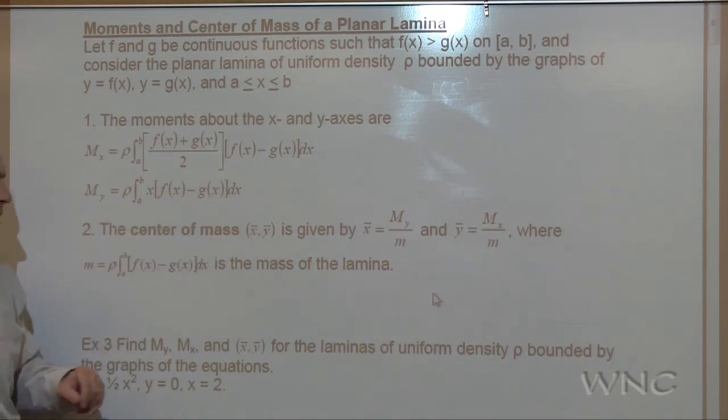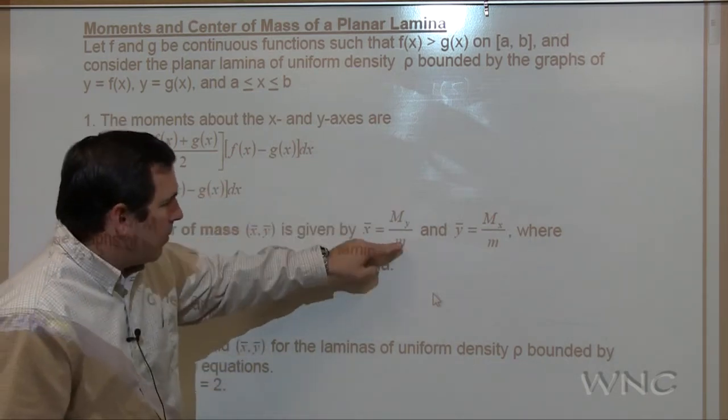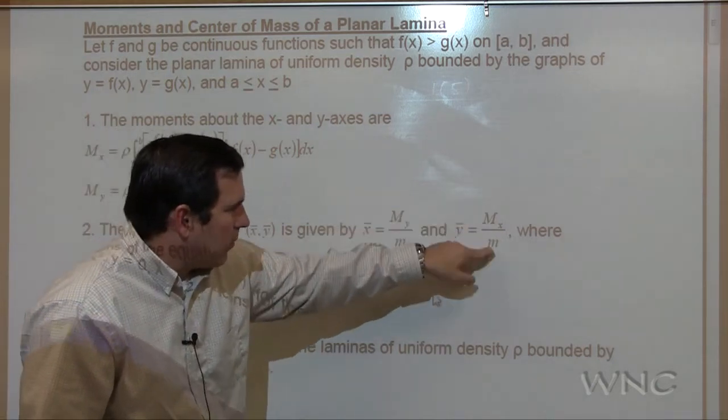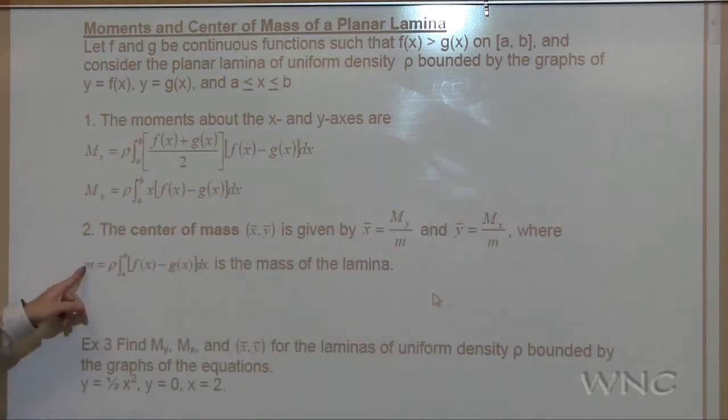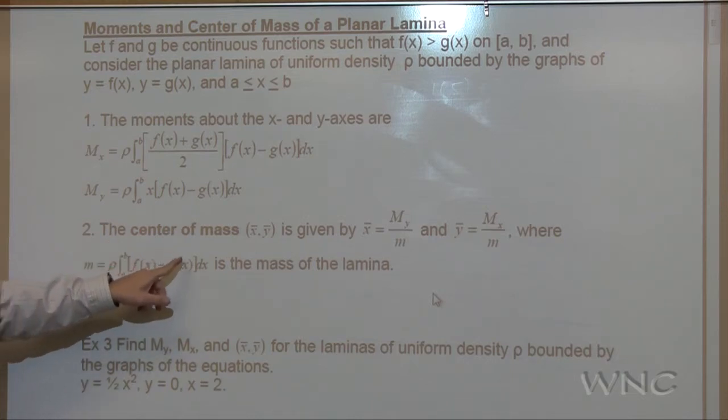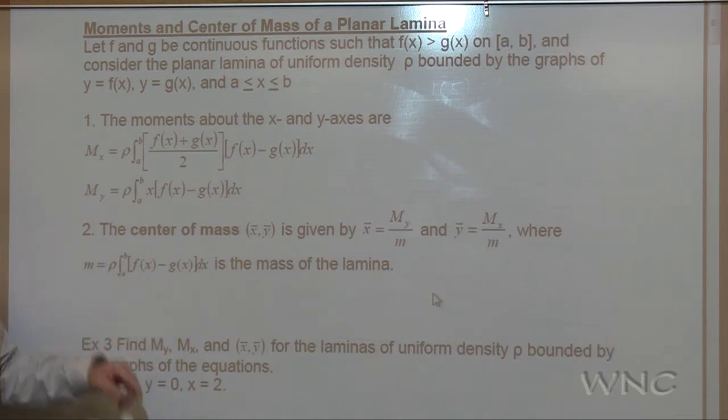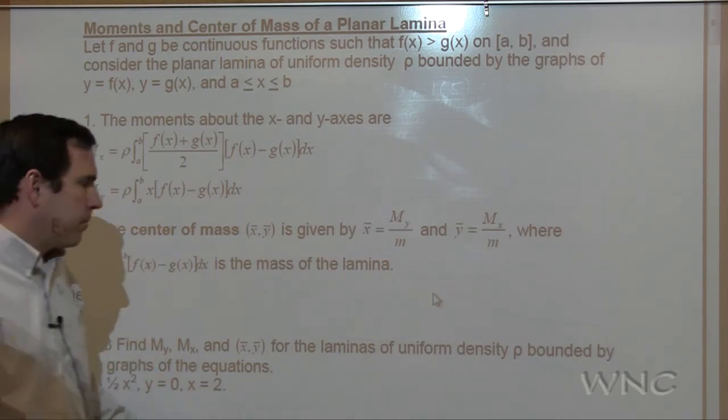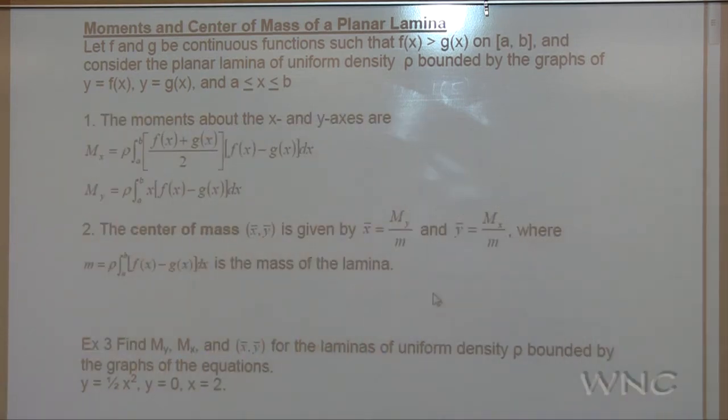The center of mass, x bar, will be My over m, and y bar is Mx over m, where of course m is rho times the integral from a to b of f of x minus g of x dx. That's the center of mass of the lamina. So let's do some problems with this.